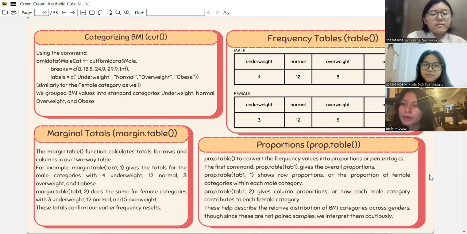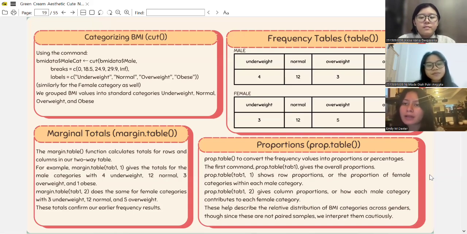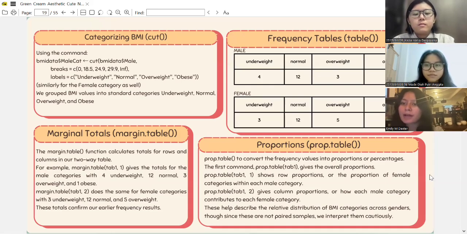Lastly, we move on to proportions, or the prop.table. The prop.table command is used to convert the frequency values into proportions or percentages. The first command, prop.table(tab1), gives the overall proportions. prop.table(tab1, 1) shows row proportions, or the proportion of female categories within each male category. prop.table(tab1, 2) gives column proportions, or how each male category contributes to each female category.